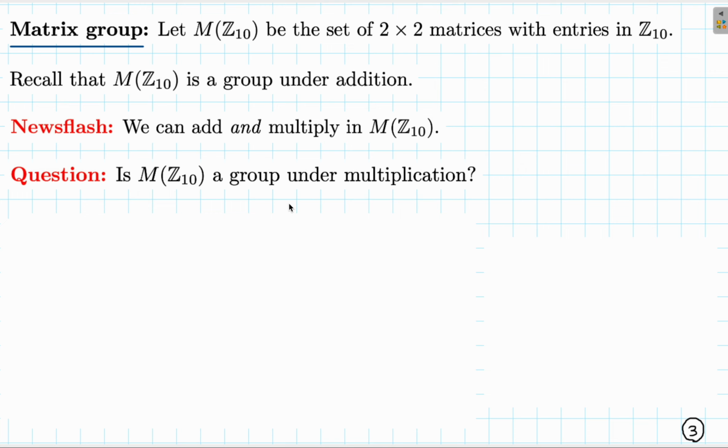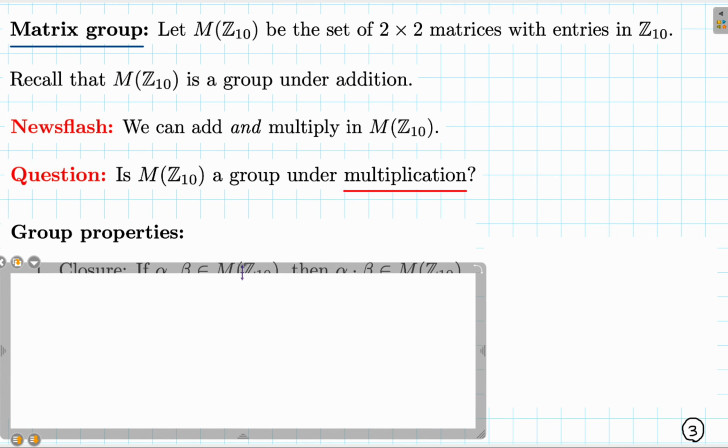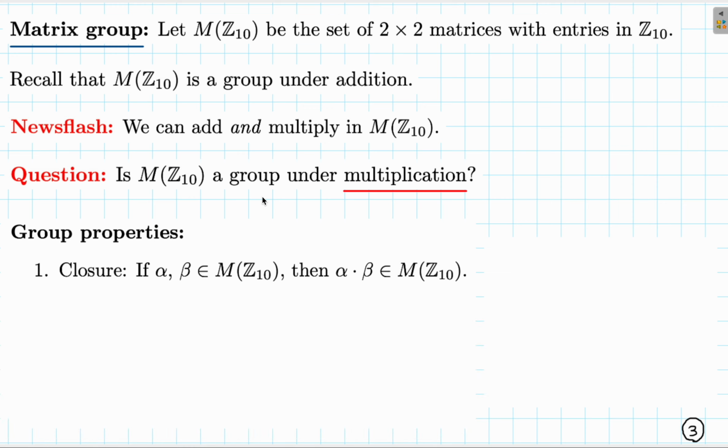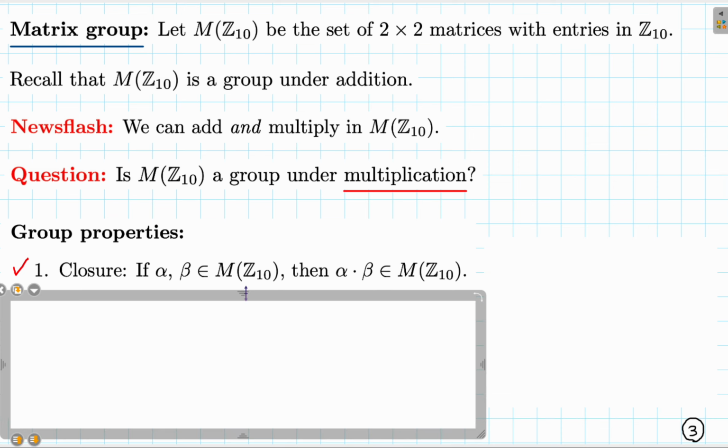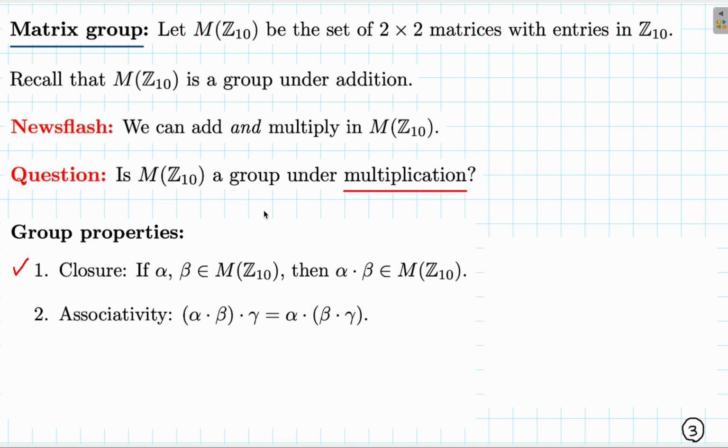So, just as we did with Z10 in the beginning of class, let's go through the group properties and check whether M of Z10 is a group under multiplication. Well, starting with closure. Yes, M of Z10 is closed under multiplication. If we take a pair of 2 by 2 matrices, multiply them together, still a 2 by 2 matrix with entries in Z10. So closure is good. We recall that matrix multiplication is associative. We can move parentheses around, still get the same result. And so associativity is check.